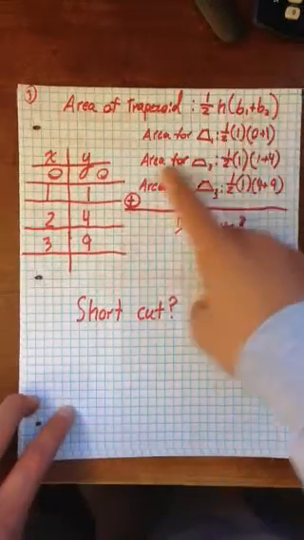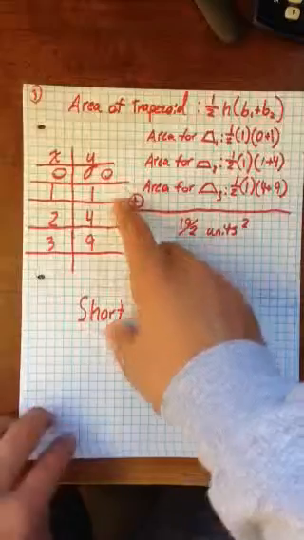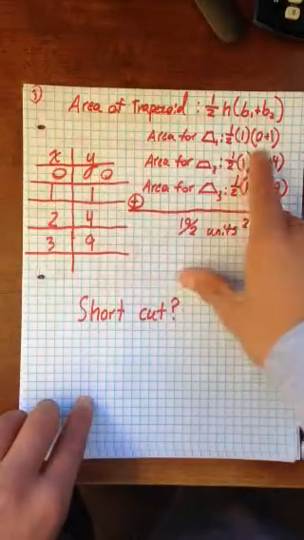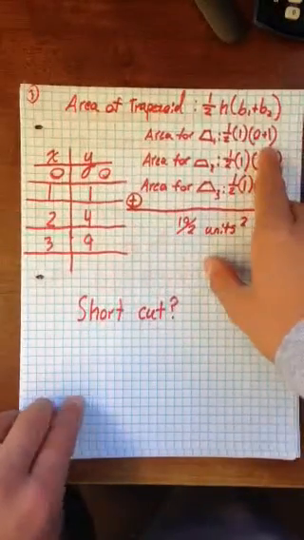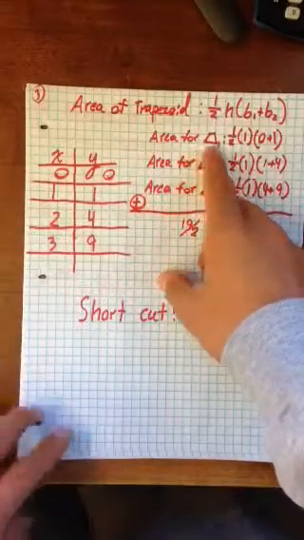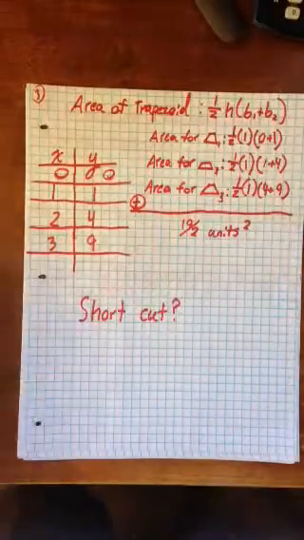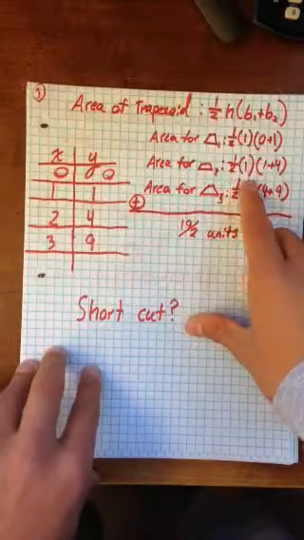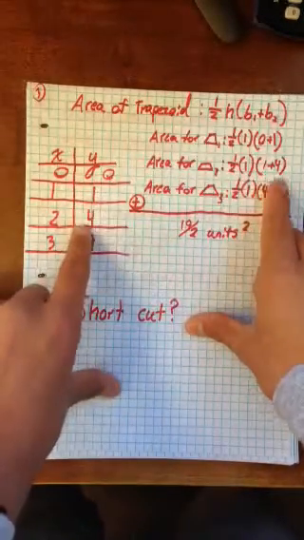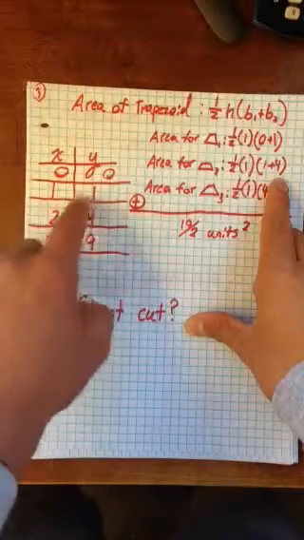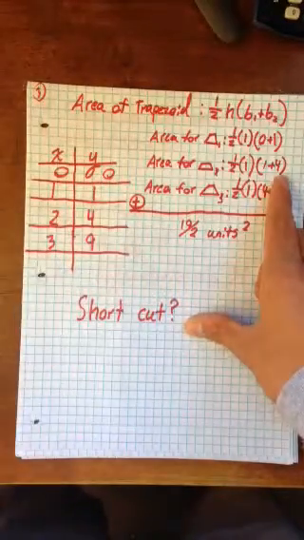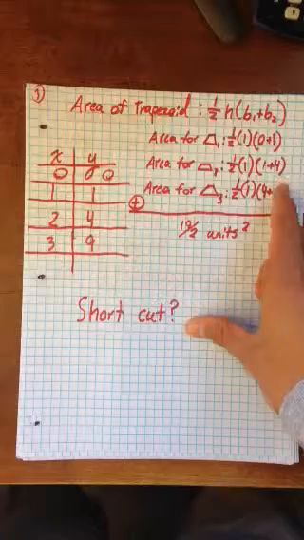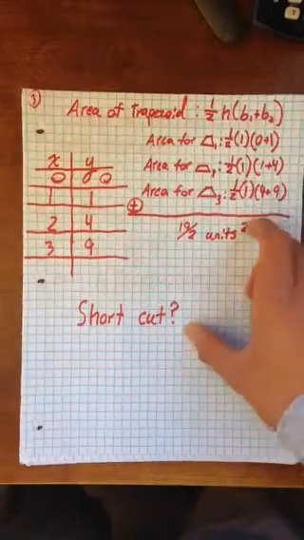Now the bases are going to be each of the y values. So base 1 is 0. Base 2 is 1 for that equation. So area for trapezoid 1 is going to equal 1/2 times 1 times (0 plus 1). Now let's look at the area for trapezoid 2. It's going to be 1/2 times 1 times (1 plus 4), because the y values for each of those are the bases. Now let's look at the area for trapezoid 3. 1/2 times 1 times (4 plus 9).